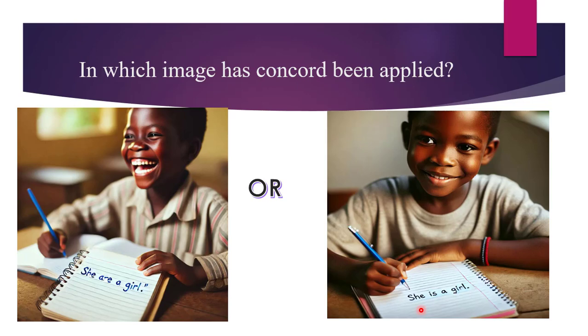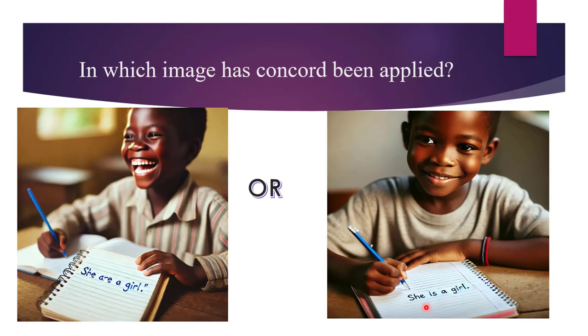Let us look at the second image. Our boy is smiling beautifully because he has written a grammatically accurate sentence. We have she, which is a singular subject, and it has been used with a singular verb is. So, the boy is happy because Concord was used, and he can communicate well using this sentence with others. So Concord is an all-important grammatical concept in English which must be taken very seriously.